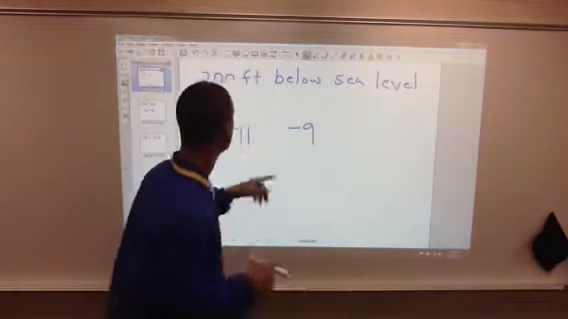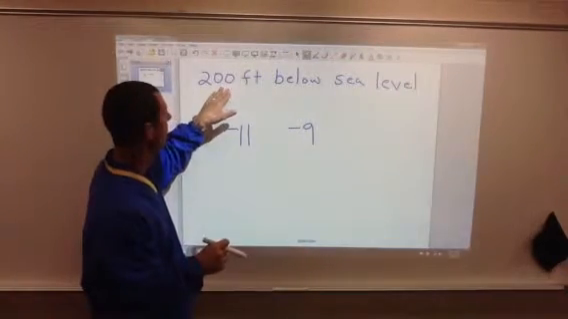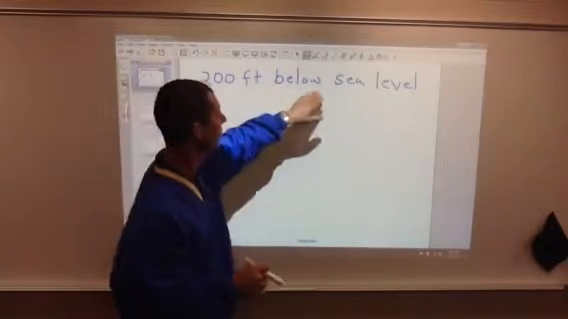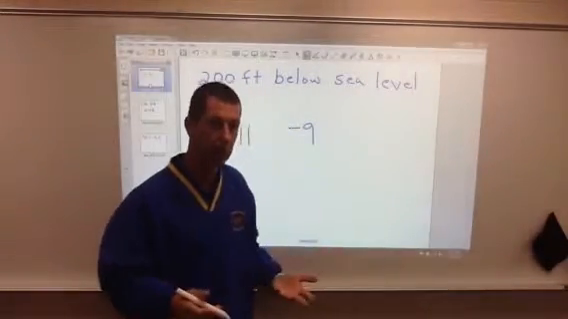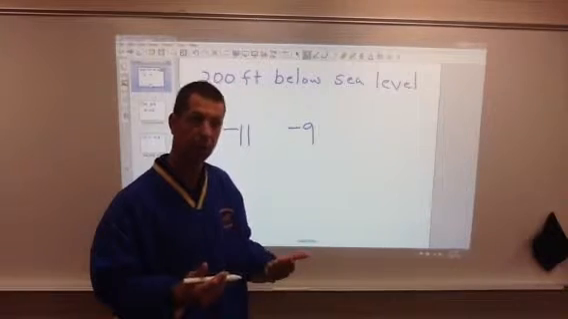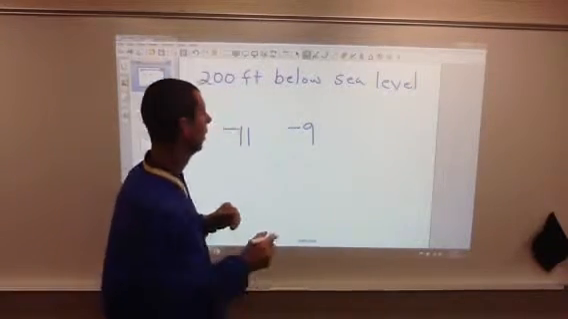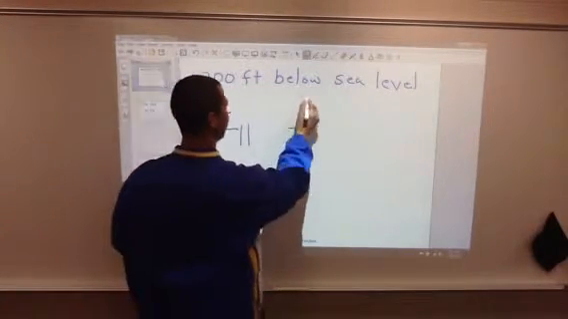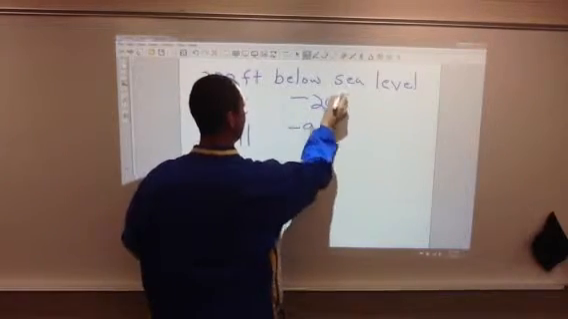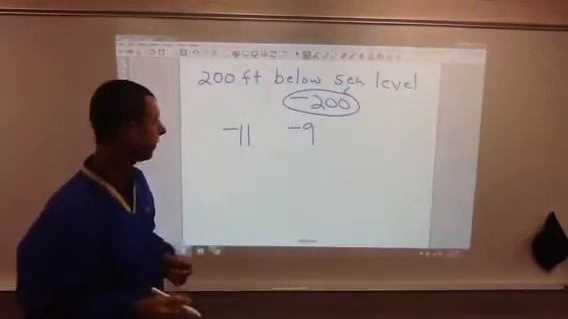So first of all, here's a little word problem, or a little story problem. 200 feet below sea level. How would we show that using an integer? Well, below sea level is below the water level. So this would be a negative 200. That would be the answer to a problem like that.